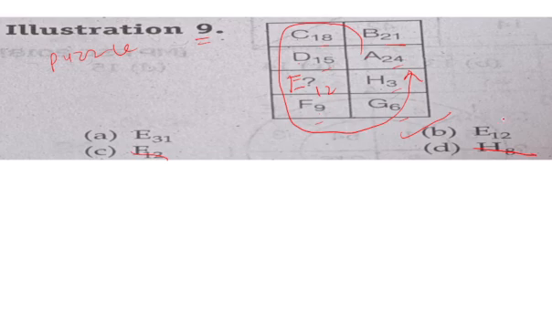E12. First we go anti-clockwise by alphabets A to H, and every number with this alphabet is completely divisible by 3. So we will go with this E12 option.